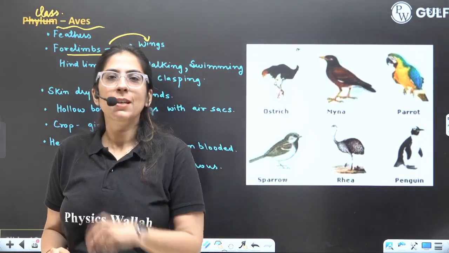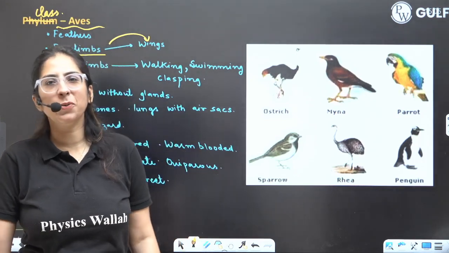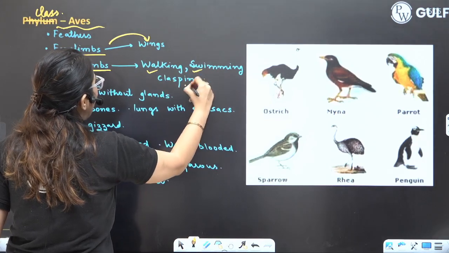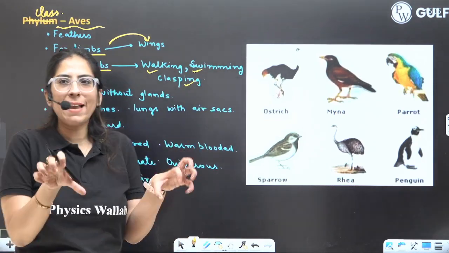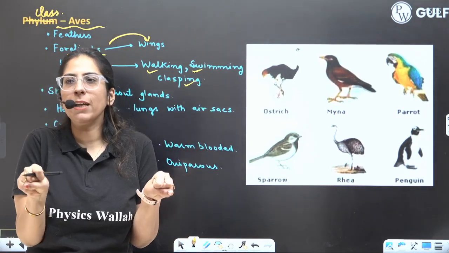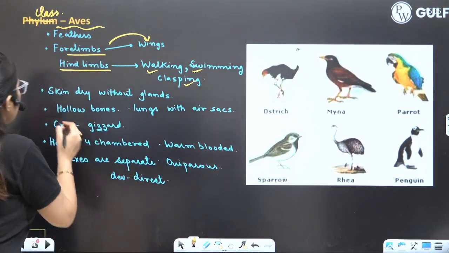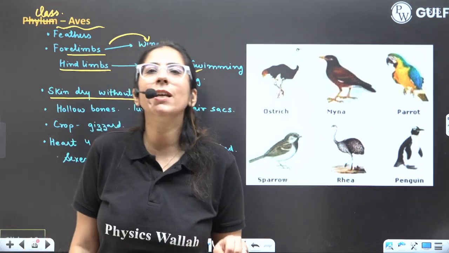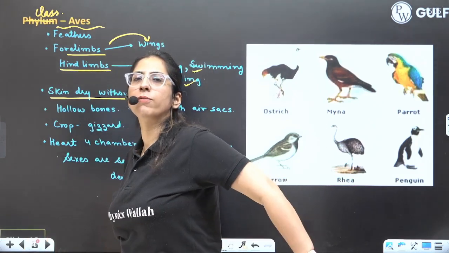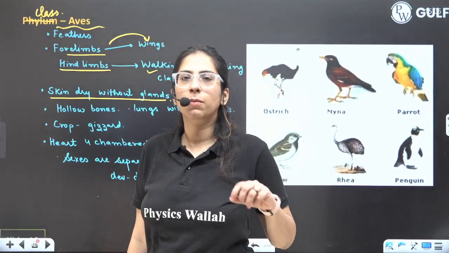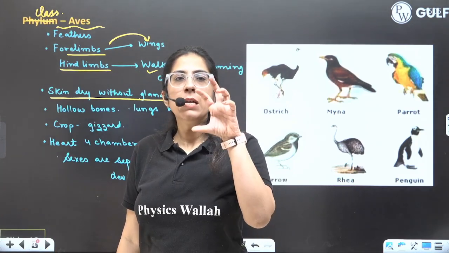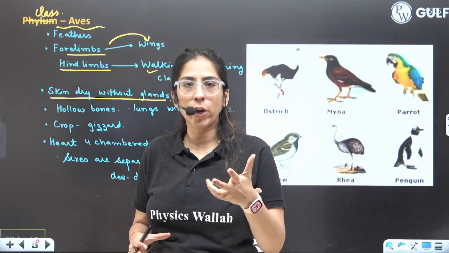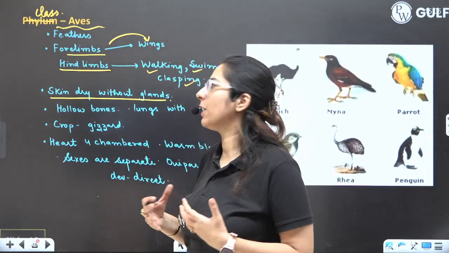Now this is your task. You have to give me the names of those birds that cannot fly in the comment section. Hind limbs are modified for walking, swimming, clasping, so that they can clasp the tree branches and remain there. Next is skin without glands. But yes, they have an oil gland at the base of their wings, and they secrete oil. That oil helps in preening of feathers.